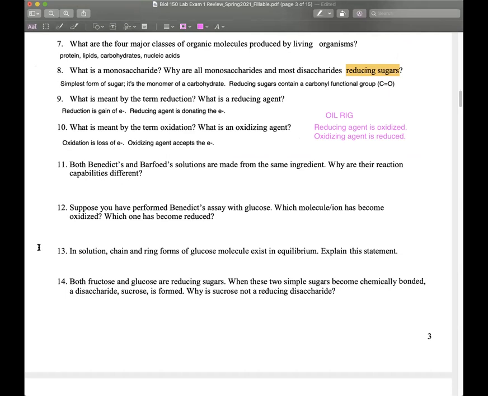Okay, so speaking of these reducing sugars, we used these two assays, the Benedict's and the Barfoed's assays, to identify what was a reducing sugar. These two reagents, Benedict's and Barfoed's, are really similar. They even look the same, right? They're this light blue color, but they reacted with different molecules. So why did they have different capacity to react with things?